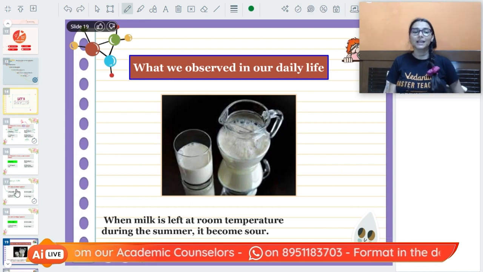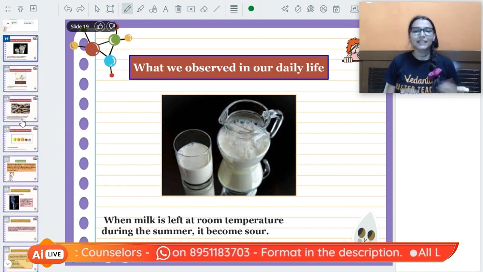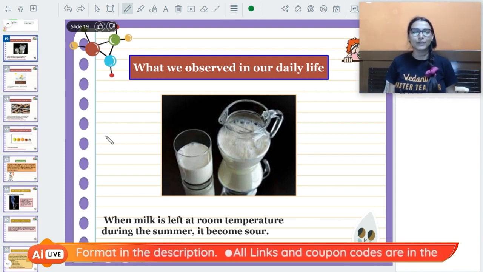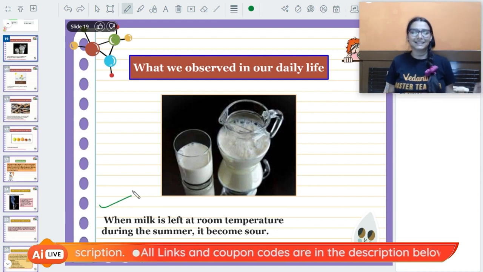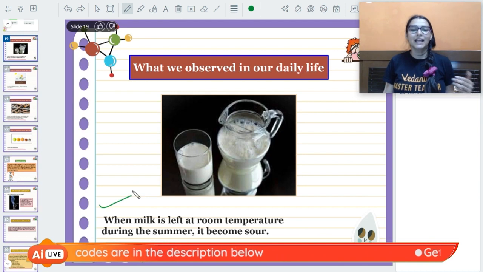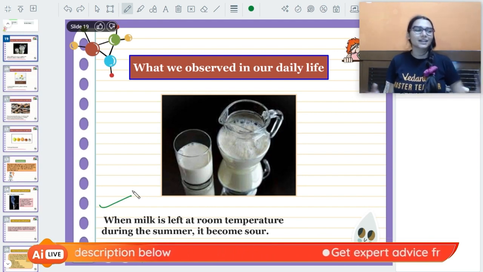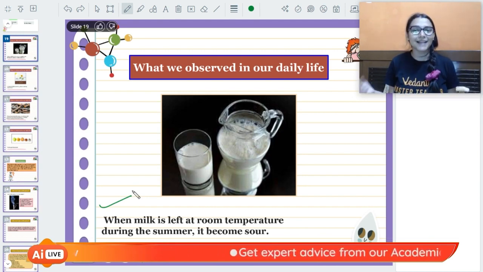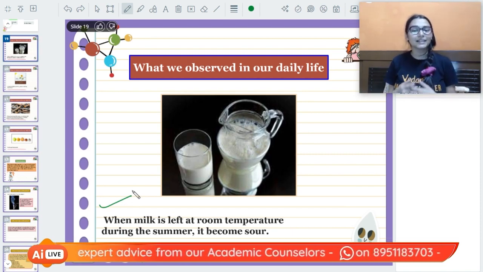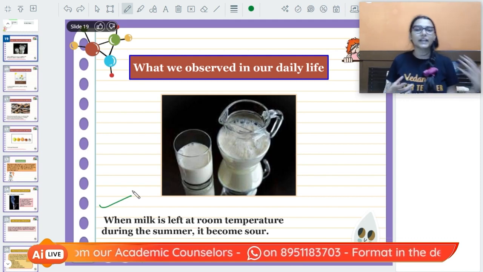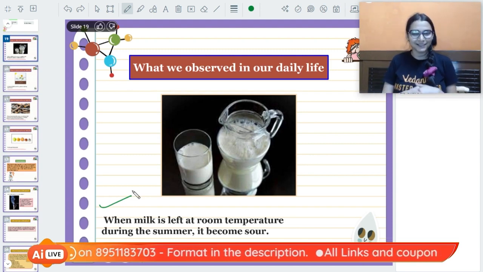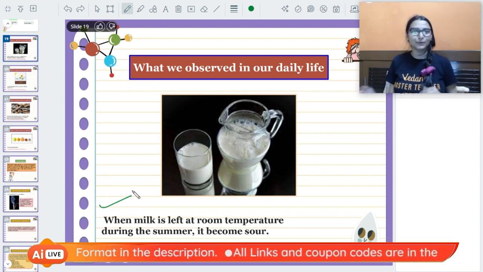Now let us see what we observe in our daily life. Let us have a look at some activities happening around us. For example, milk. I guess this has happened with all of us at least one time. You leave milk in the open. It has especially happened with me. My mom will tell me, especially in the summer season, that you have to keep this milk in the refrigerator before you sleep. Please do that. And I always forget it, because you're not used to doing it every day.